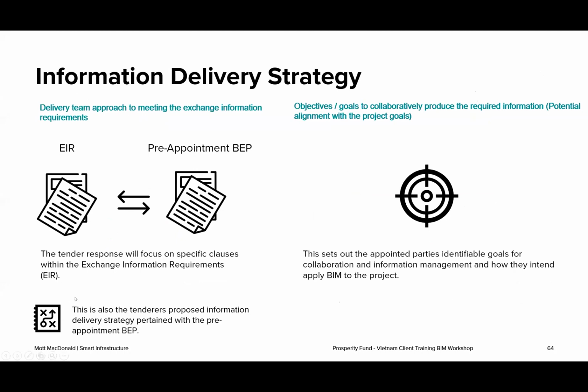like clash detection, or 4D modeling, or 5D cost estimation, that kind of thing. And what we really want to check at this point is, have the bidders included for undertaking those activities to meet those requirements. And then similarly for the goals and objectives that have been set in the EIR, have they been included in the execution plan? And has the delivery team sort of said that they're gonna comply with that requirement on the project?